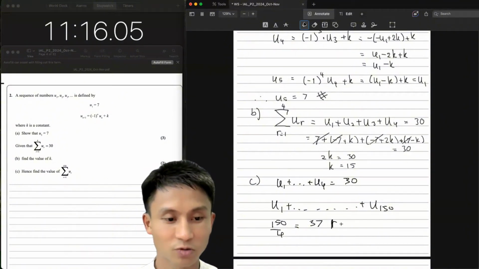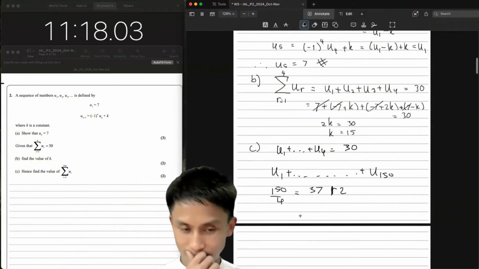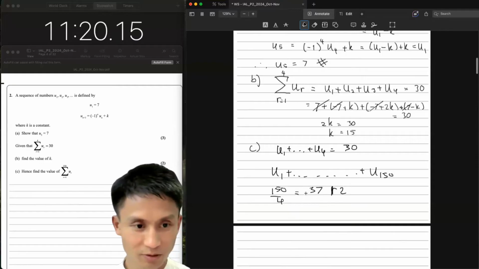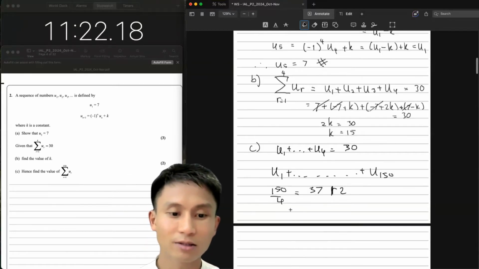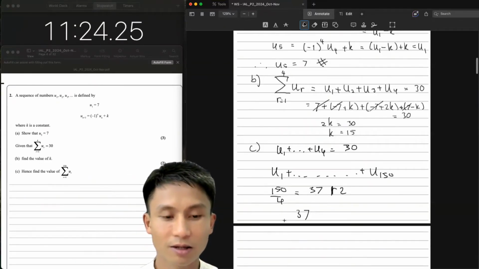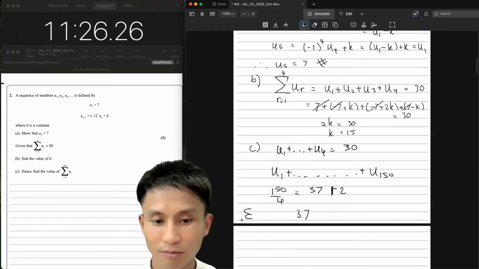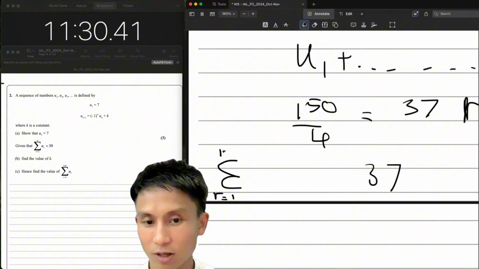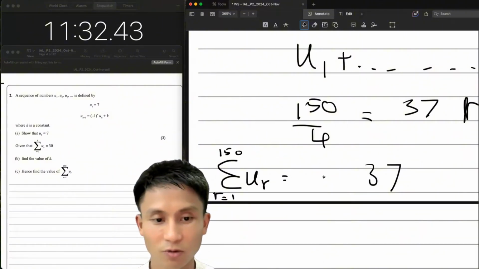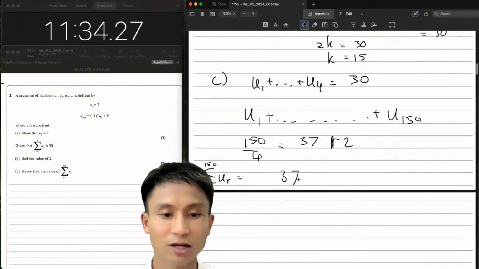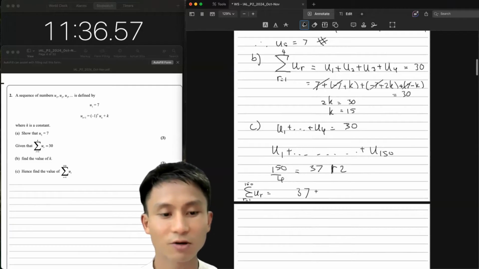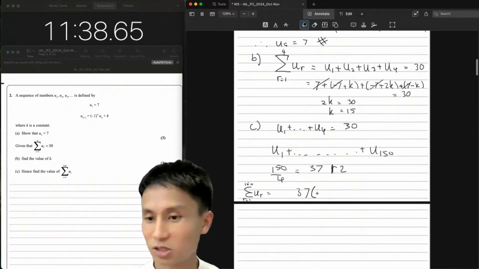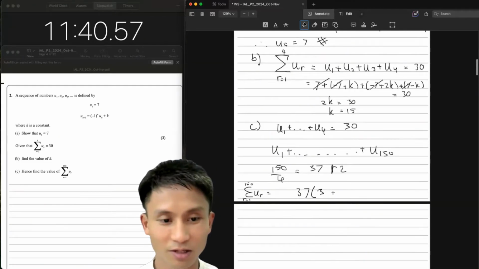Yeah, so I just write R2 here. Is that right? 3, 12, 7. Yeah, I'm just checking. So there are 70. So the sum, just writing down here, from 1 to 150, UR equals. So that's going to be equal to 37 groups, where each has the sum of 30.